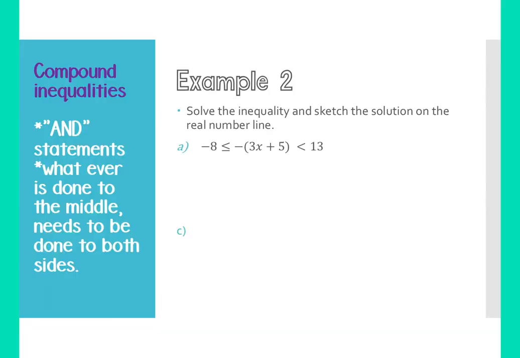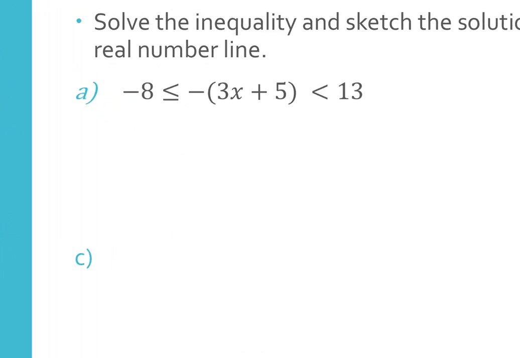All right, compound inequalities are inequalities that have two inequalities in them. If it is one statement and your variable is in between, this is read as an and statement. So if I read this one out loud, this would say -8 is less than or equal to -3x plus 5, which is less than 13. This is all built into one, and this is an and statement.